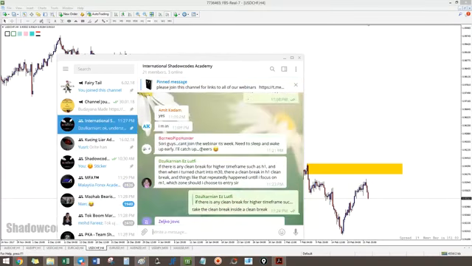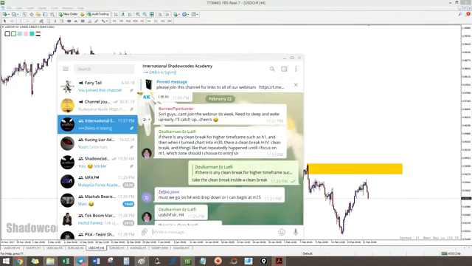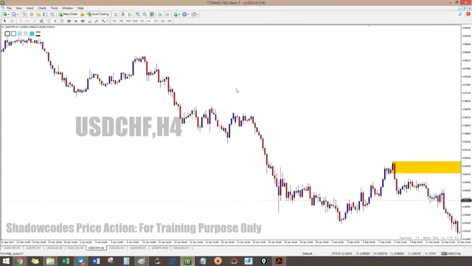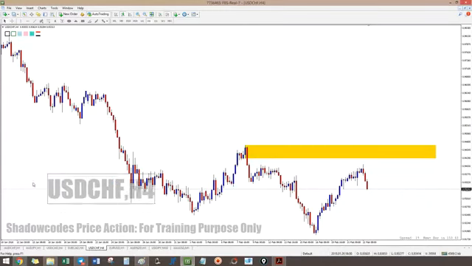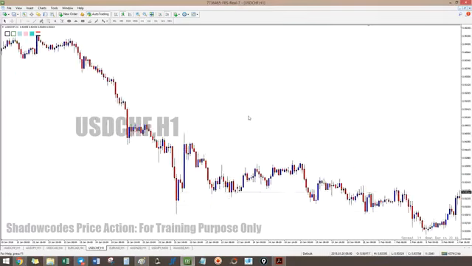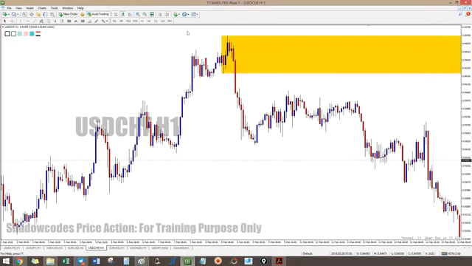Okay, understood. USD CHF is asking for the signal. This one you need to wait for rejection. So always wait for rejection, and drop your time frame. So this is the case.